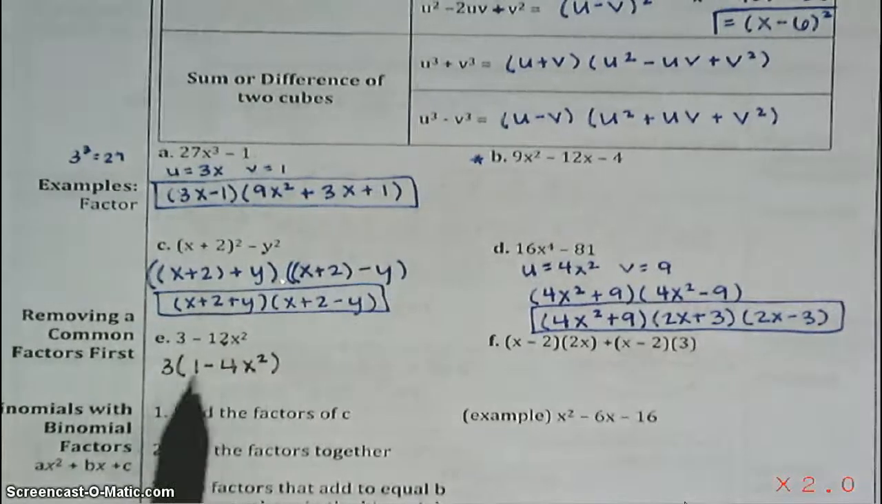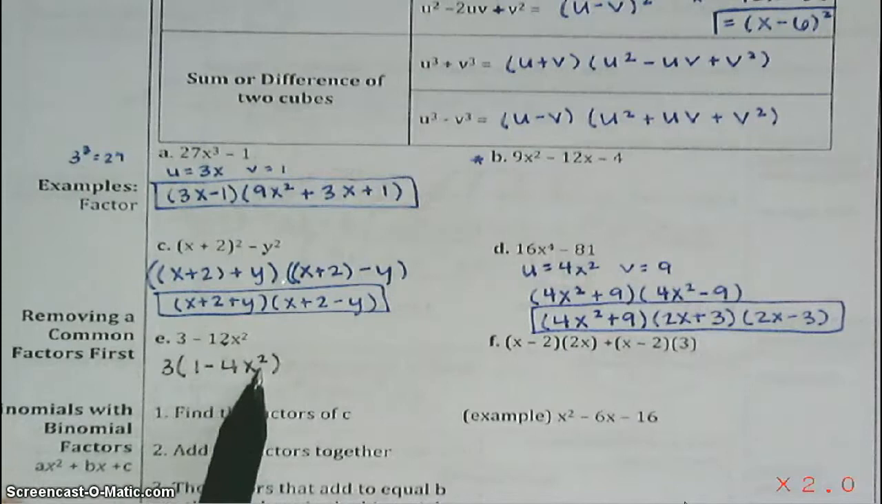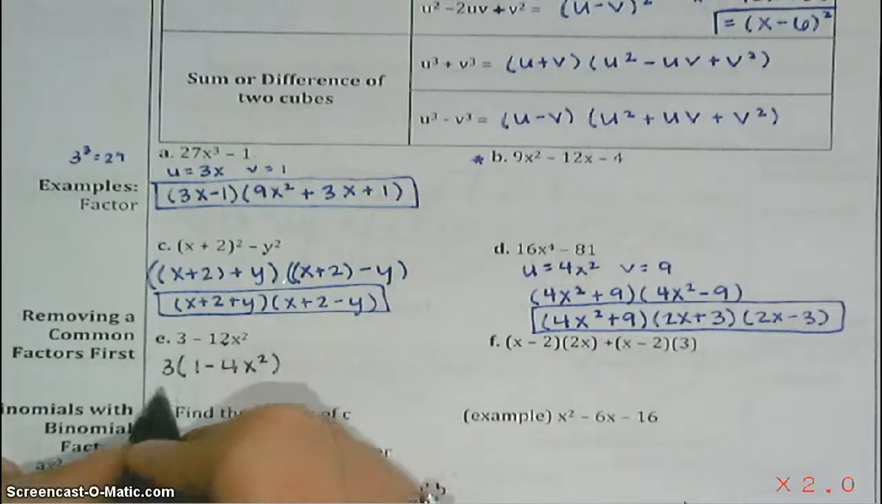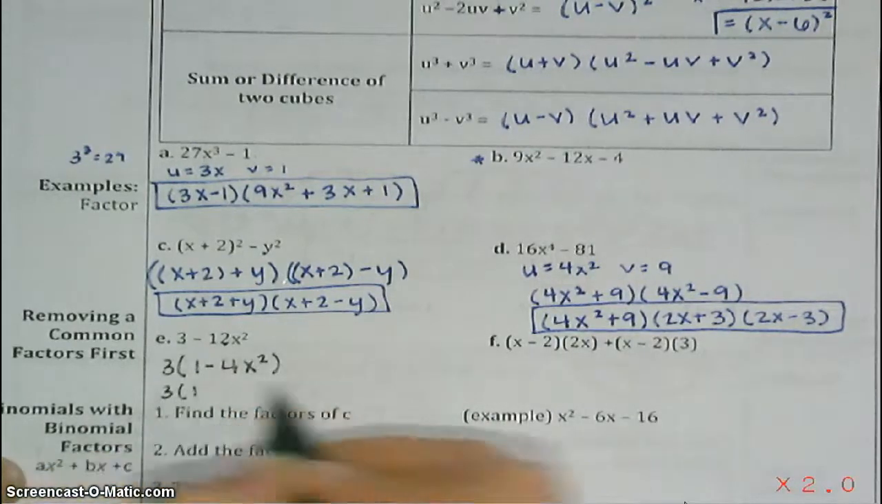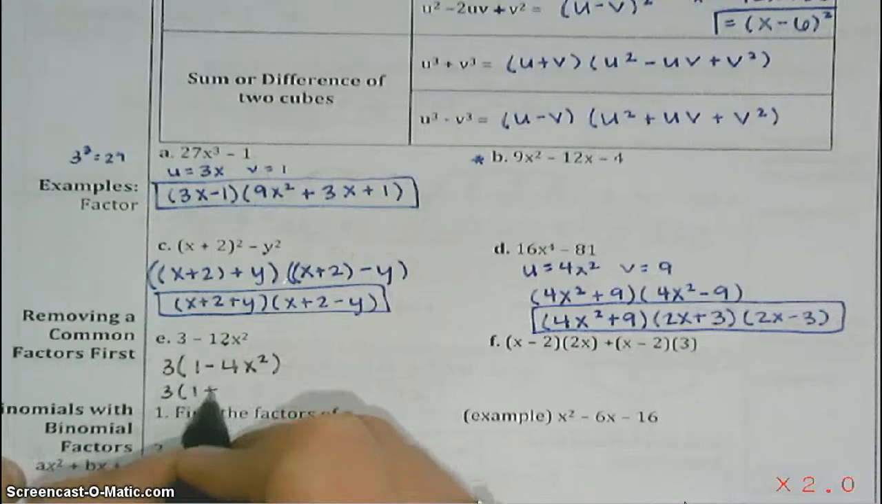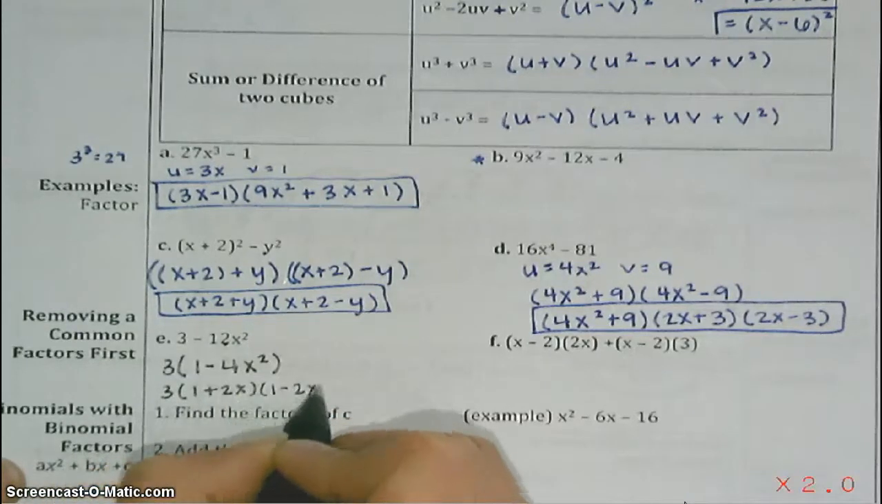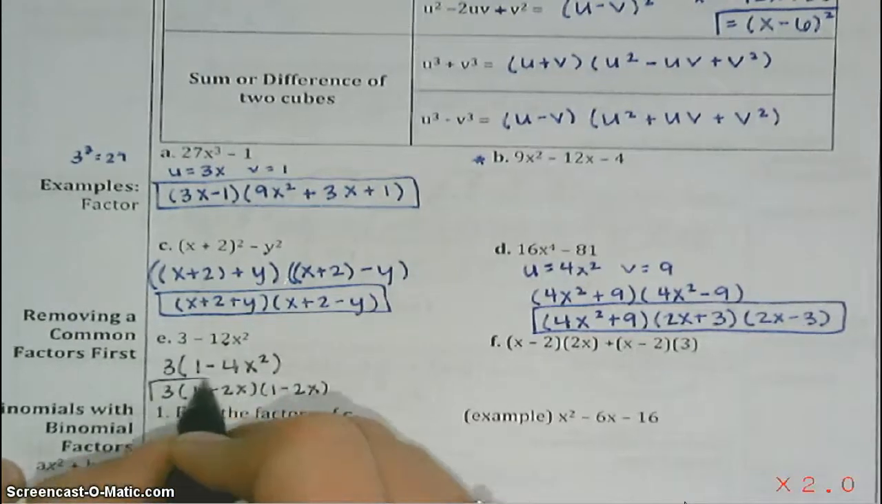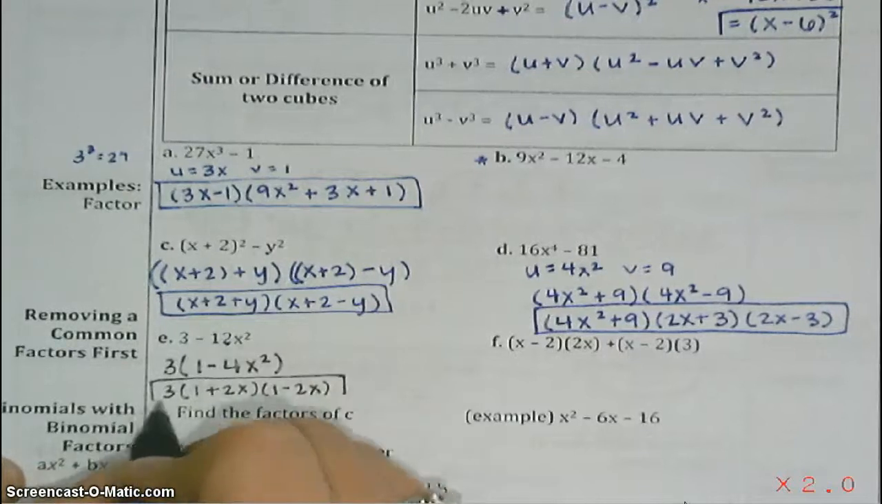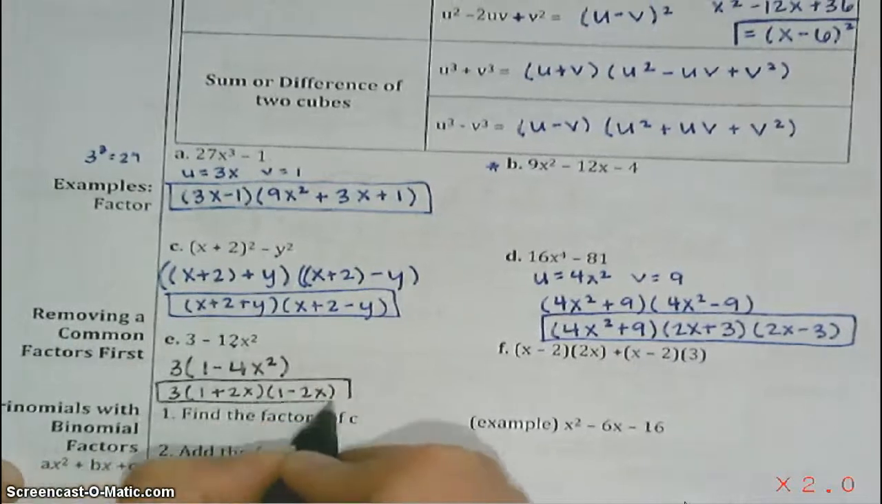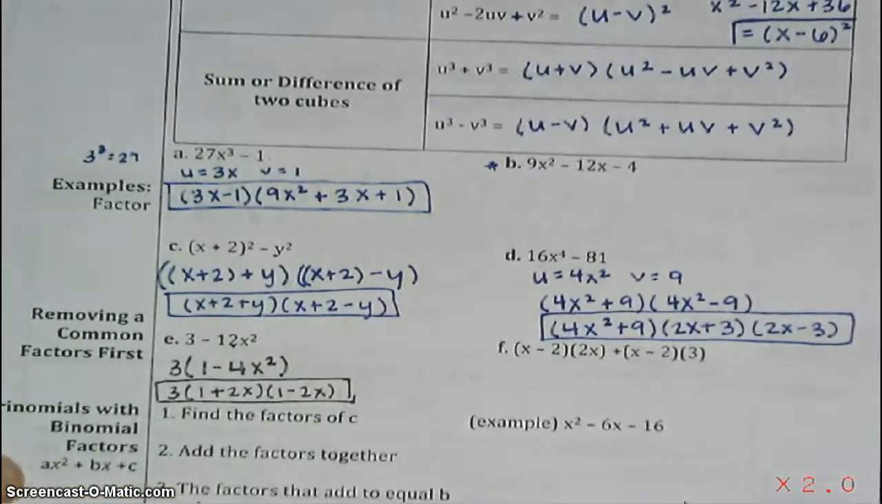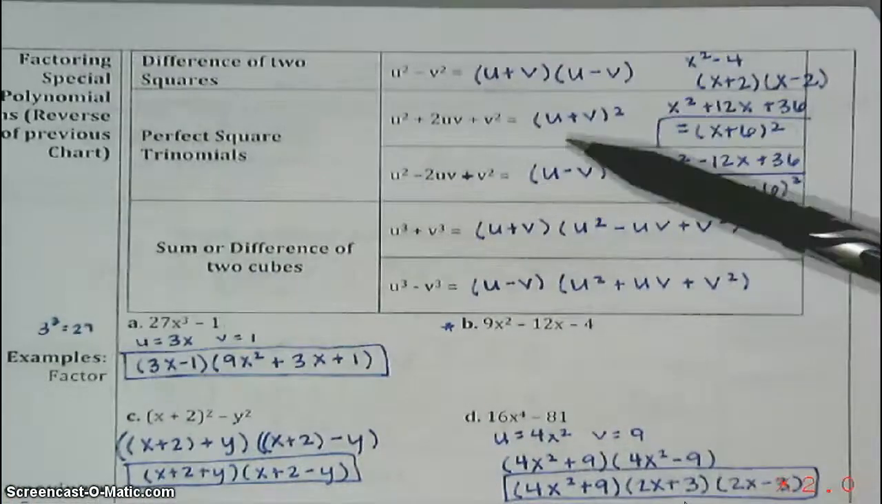And actually, this is the difference of 2 squares, right? The square root of 1 is 1, the square root of 4x squared is 2x. So you could go ahead and factor it so that it would become 3 times (1 plus 2x)(1 minus 2x). So just work on identifying perfect squares, perfect cubes, because you can really take these a lot farther if you're able to identify them and use the properties listed up here.